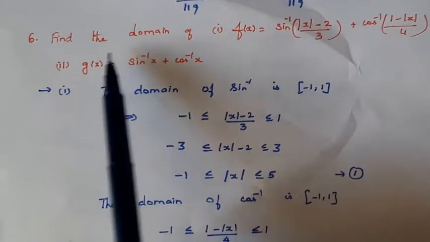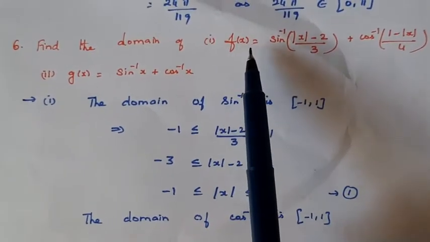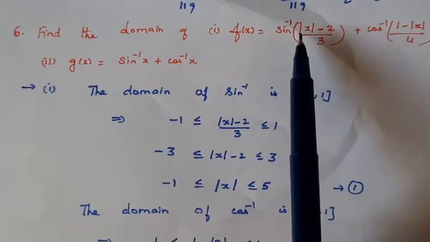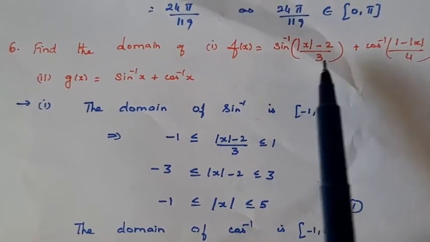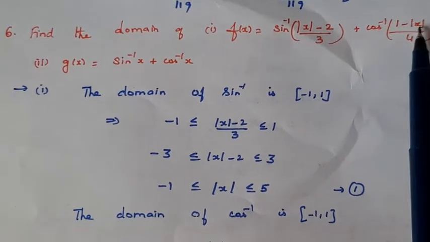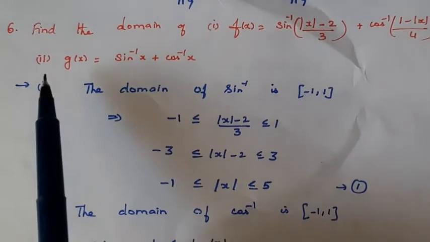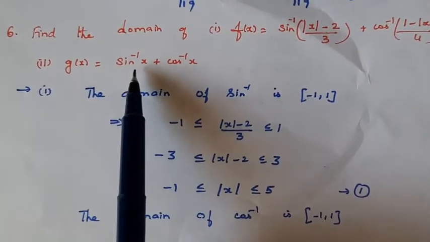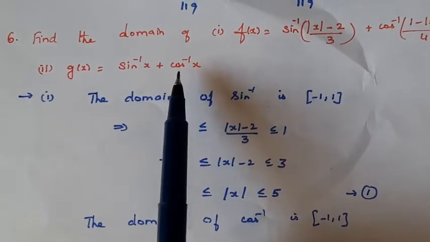Then the sixth one, find the domain of: the first subdivision is f of x is equal to sin inverse of mod x minus 2 divided by 3 plus cos inverse of 1 minus mod x divided by 4. The second subdivision is g of x is equal to sin inverse of x plus cos inverse of x. Okay.